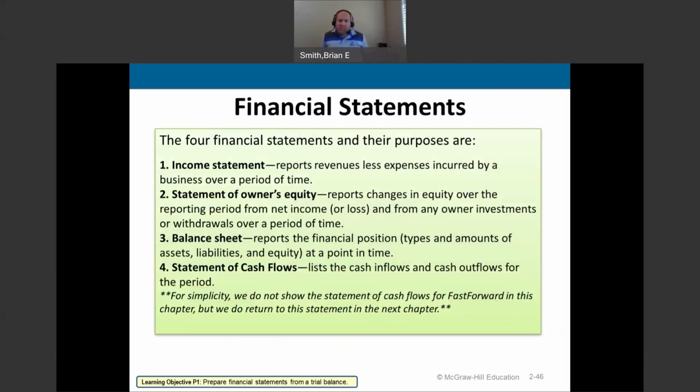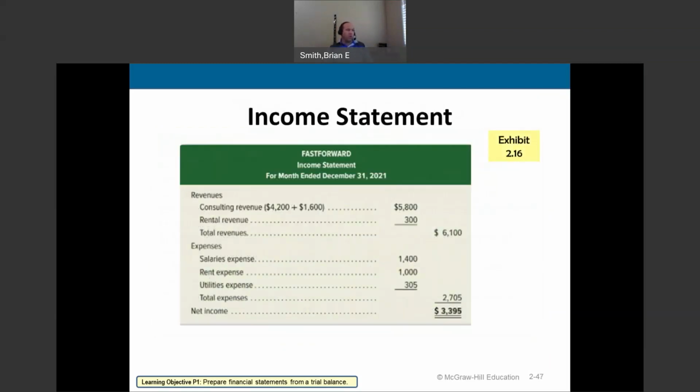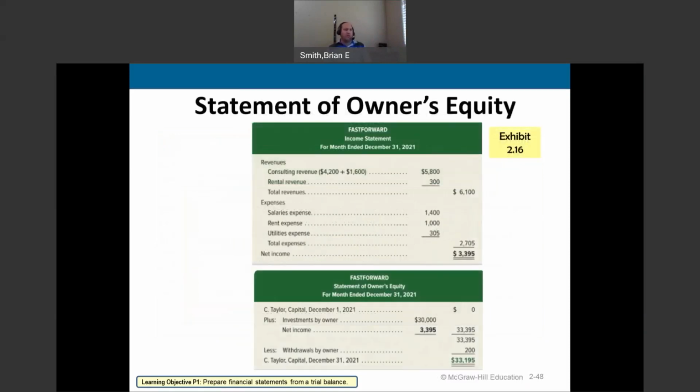And again, I want to emphasize that we do not worry about the statement of cash flows in Accounting 111. We will do that in 112. All right, so here we go, income statement. We have our consulting revenue. We put it on here. We got $6,100. We show our expenses. We have a net income of $3,395. Okay. Then we go to our statement of owner's equity.